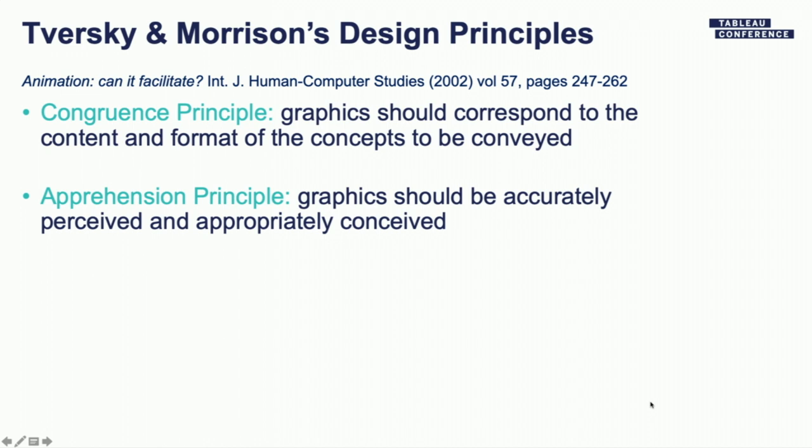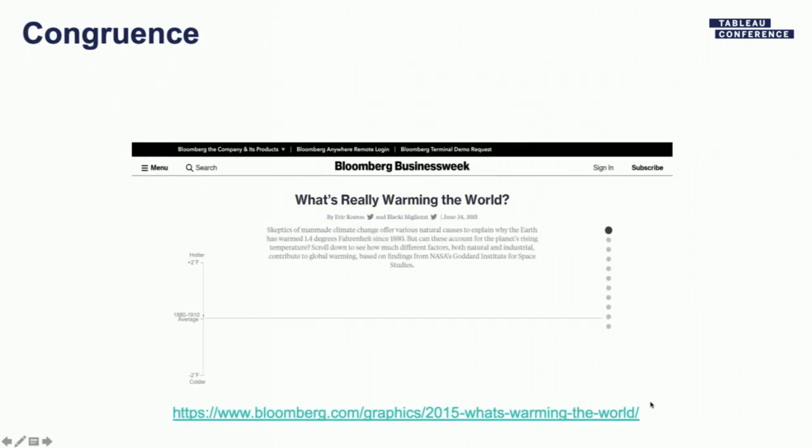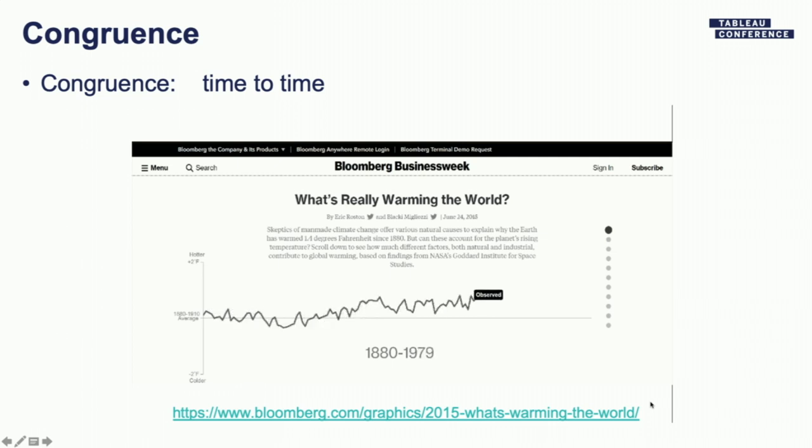I'm going to tell you that you can actually combine those two together by using this example here, of a very nice story. The link is at the bottom. Bloomberg had this really nice little scrolly story about the climate crisis. What you have on the vertical axis is deviation from average, and on the horizontal axis is time. When you scroll into the story, at first you see an animation. There you go. So that's the animation running over time.